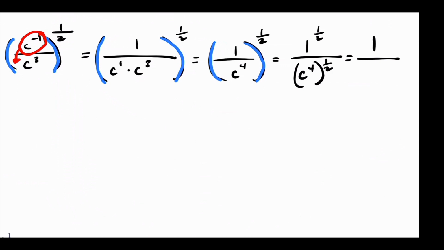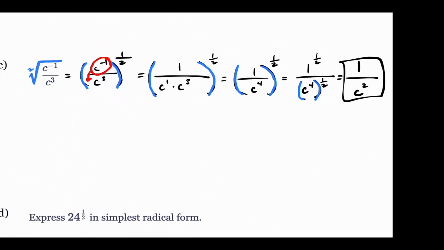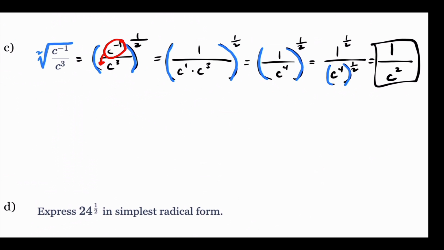The bottom, what do we do with the exponents on the bottom? Multiply, and when we multiply, we get positive 2. We're done. You are done, so far as we can go. Okay. All right.